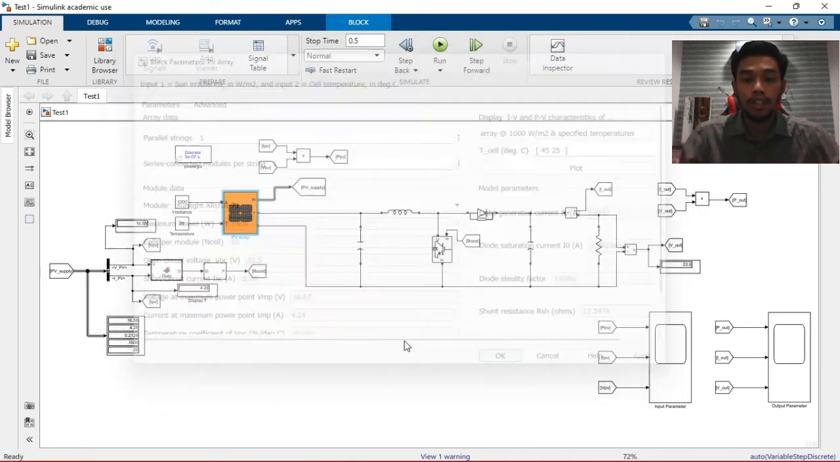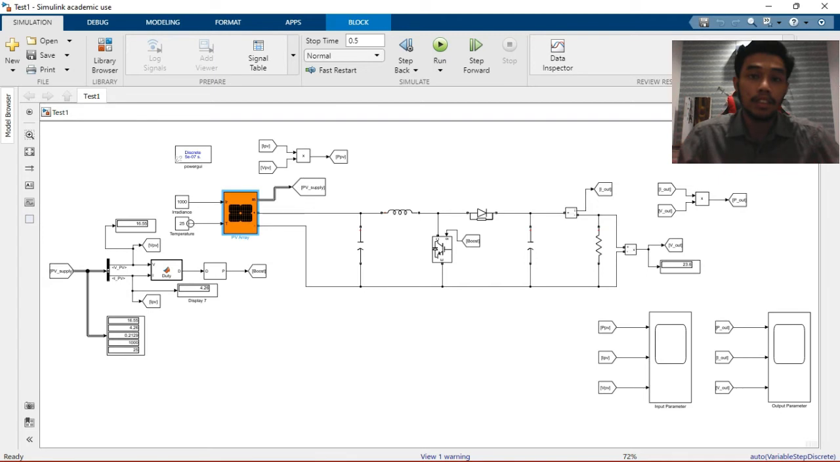This means when the irradiance is 1000 and the temperature is 25, the value of voltage and current will produce its maximum. So for the resistor, inductor, capacitor, and resistor, the value has been set as the calculation analysis.